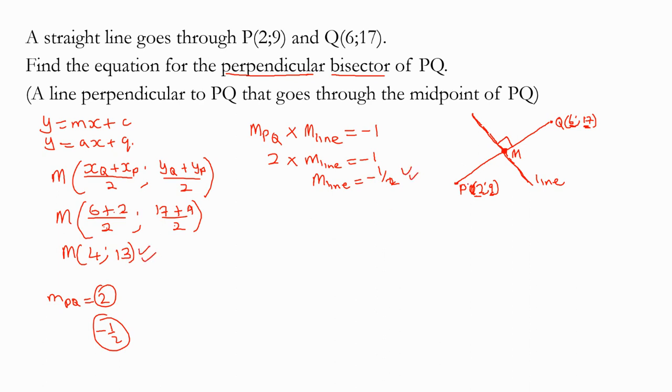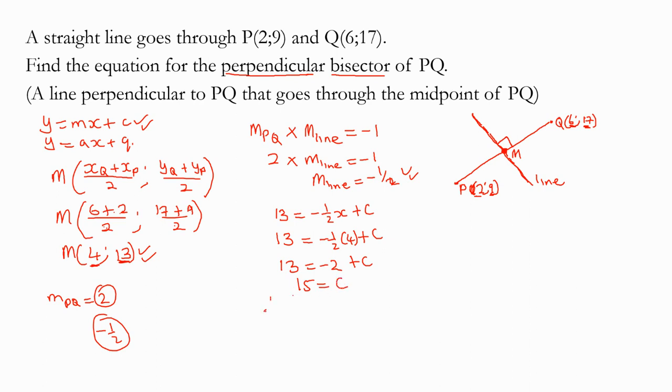Now we have the gradient and the coordinates of M, the midpoint of PQ. Let's substitute into this equation. Y is 13 and x is 4, so 13 is equal to negative 1 over 2 times 4, plus c. This gives 13 is equal to negative 2 plus c, meaning that 15 is equal to c.